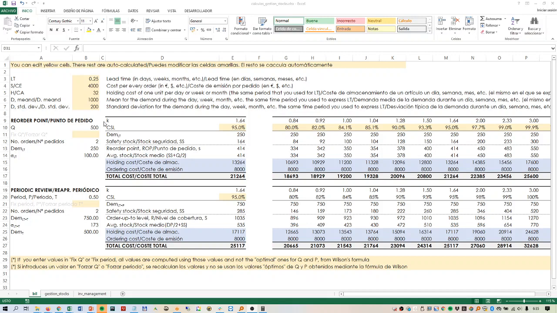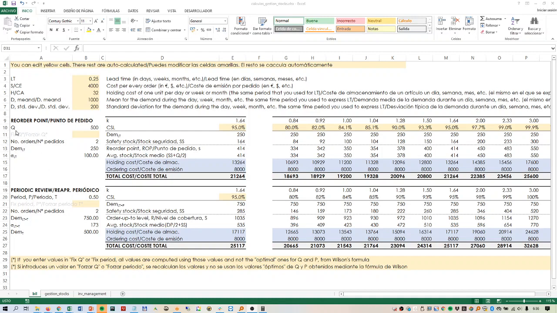What we want to type here is the mean for the demand and the standard deviation. The demand follows a normal distribution, and the mean is 1000 in this case, and the standard deviation is 200. Once we have that, we can see the numbers for the reorder points and the periodic review. First, we'll see the reorder points.